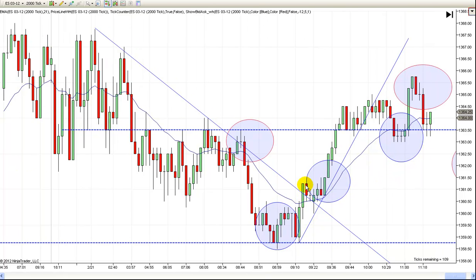Definitely an easy scalp, and it depends on where you entered, but if you entered back down here, your runners were safe and you could have got a nice scalp, and then ridden your runners all the way back up here to the other side.